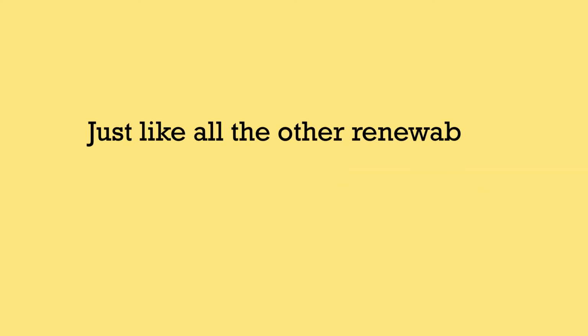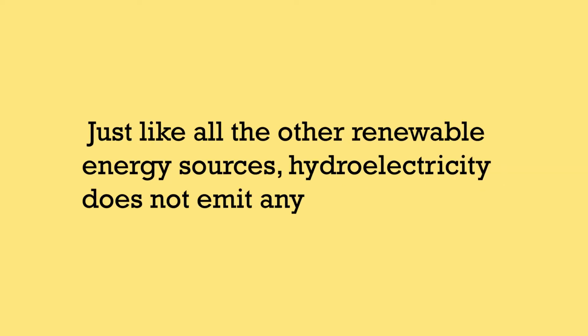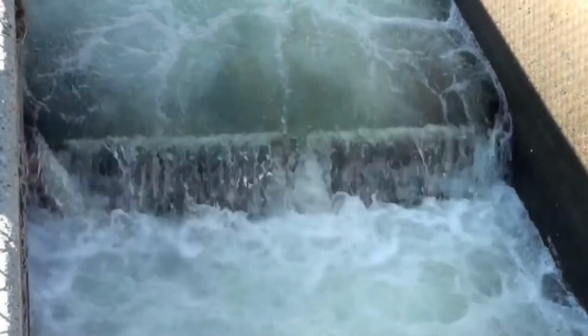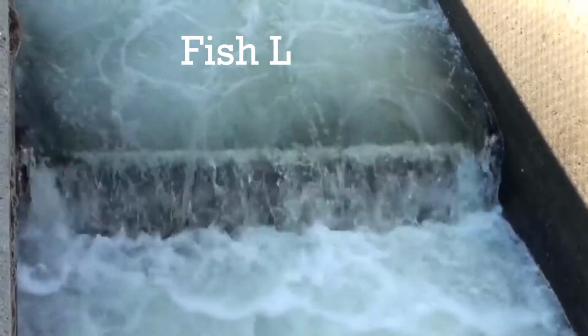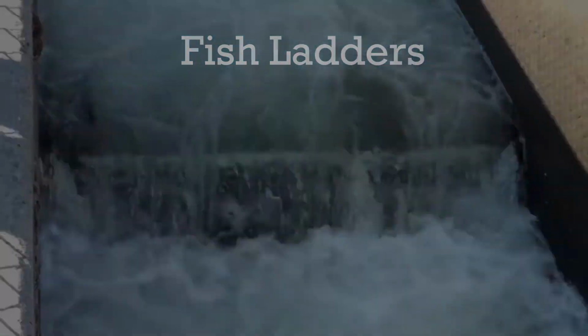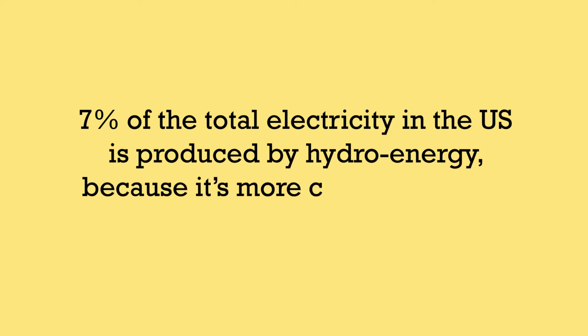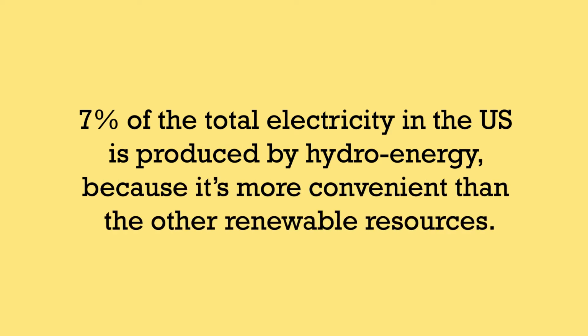Just like all other renewable energy sources, hydroelectricity does not emit any bad pollutants, but it can still negatively affect the environment. Dams can disrupt fish migration and even destroy habitats, but people have come up with a solution to help fish migrate alongside the dam. They have created fish ladders so fish can just swim up with ease. 7% of the total electricity in the US is produced by hydroenergy because it's more convenient than the other renewable resources.